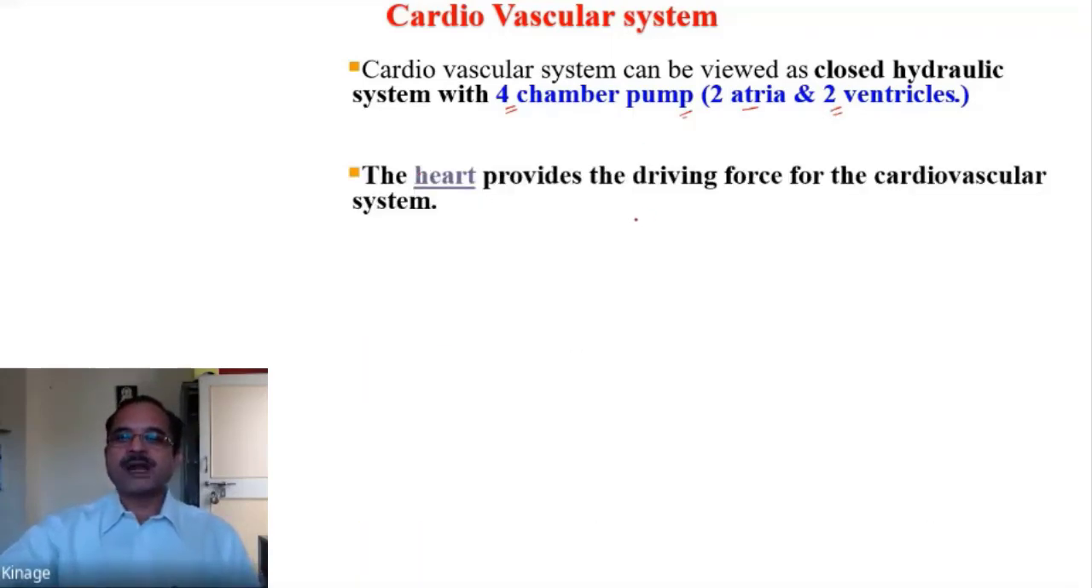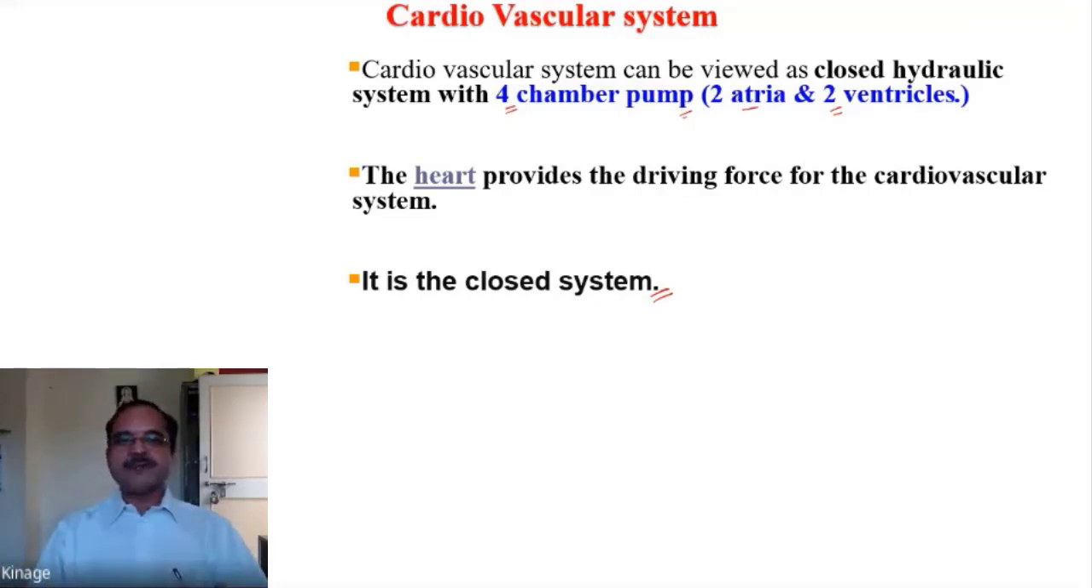Heart provides the driving force for the cardiovascular system. So the action, actually it is initiated in the heart, and it continuously works as a hydraulic pump and pumps the blood in our body. It is a closed system, so it is a circulatory system. Now we'll see how exactly it is a closed system, right? So that means whatever blood is coming out, the same blood after circulating through the body, it again enters the heart. So it is a closed system.